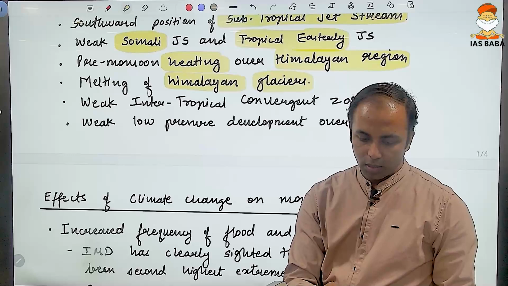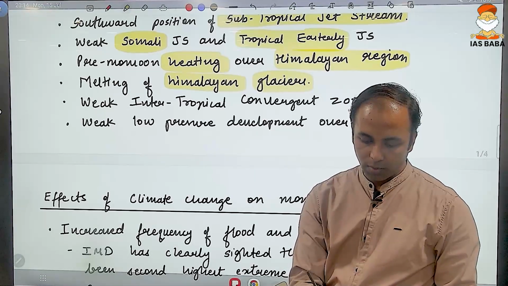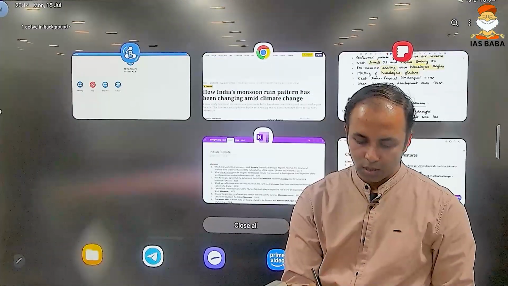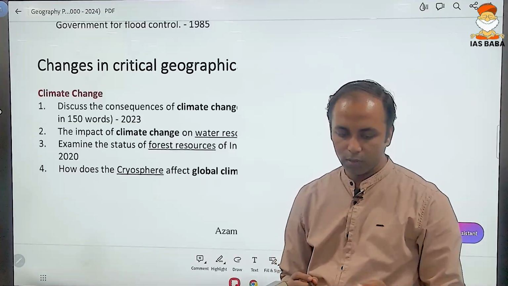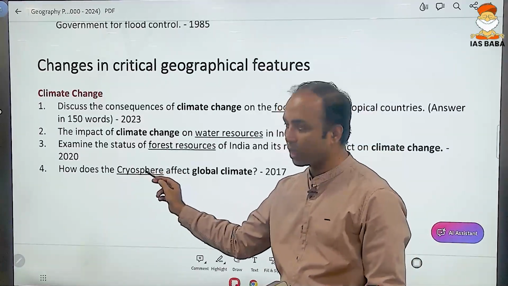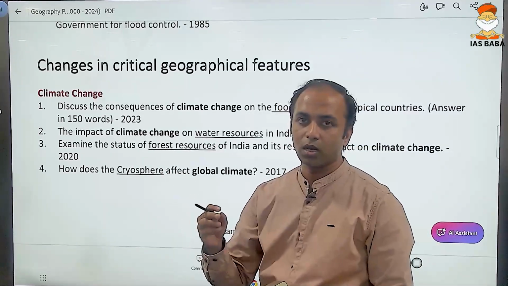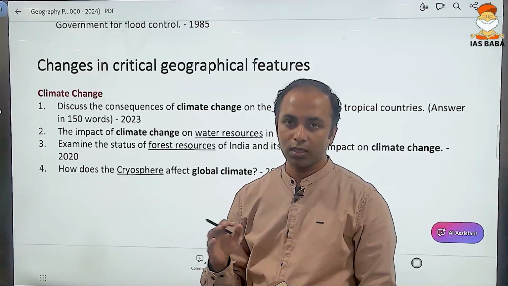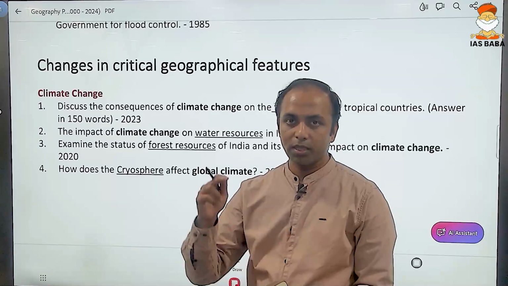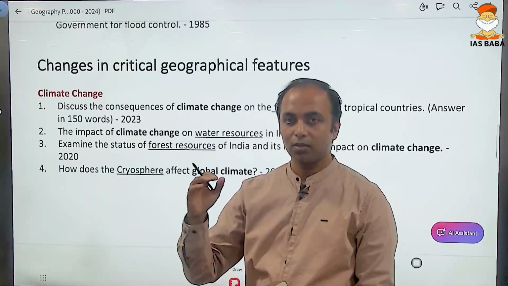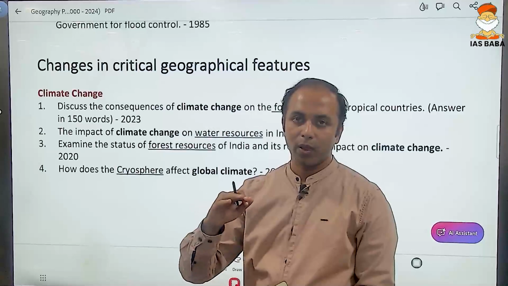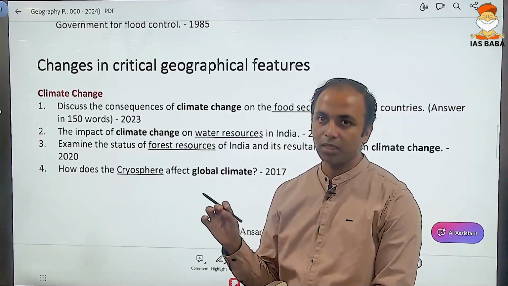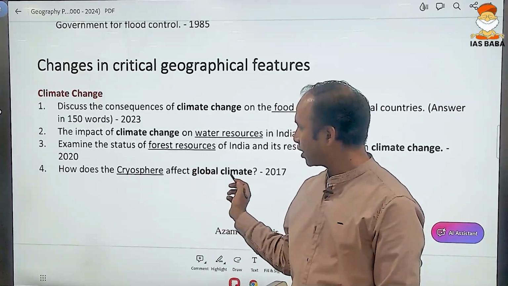In the context of this, there was one mains question asked: what is the impact of the cryosphere upon the climate? So the cryosphere is basically those regions which have snow or snowfall or ice cover. So it could be the glaciers, it could be the frozen sea, or it could be the frozen lakes, icebergs. These are basically the cryosphere and have an impact upon the climate.